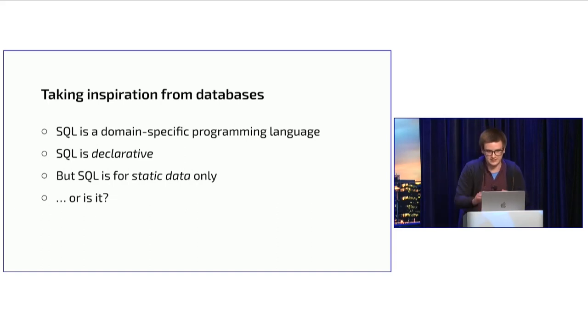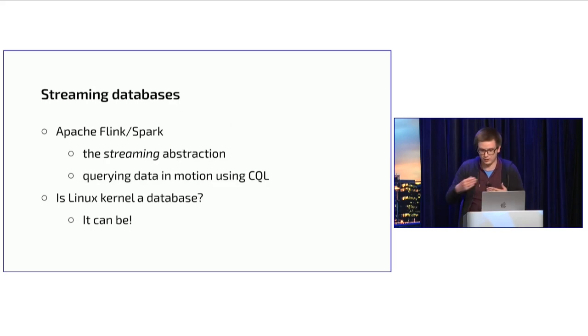But the Linux kernel is a different beast, right? If we're thinking about events and trace points in Linux, it's very possible for millions of events to happen at once. So how do you work with that? But SQL and databases are not the only thing. There's a new generation of database systems called streaming databases, such as Apache Flink or Spark, and they're based on the streaming abstraction, which works slightly differently from the traditional database systems. In traditional database systems, we run queries through the stored data. In streaming databases, the idea is inversed. We store the queries and run the data through them.